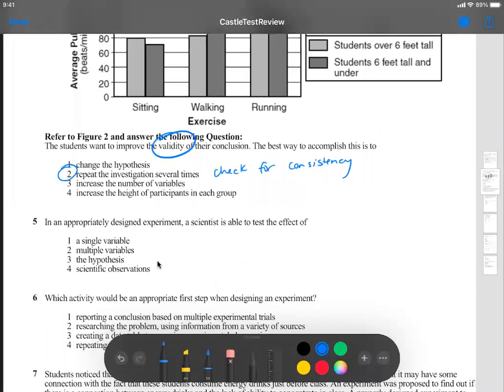In an appropriately designed experiment, a scientist is able to test the effect of 1, a single variable, 2, multiple variables, 3, the hypothesis, or 4, scientific observations. This is a tricky one. Show me what you got in 3, 2, and 1.